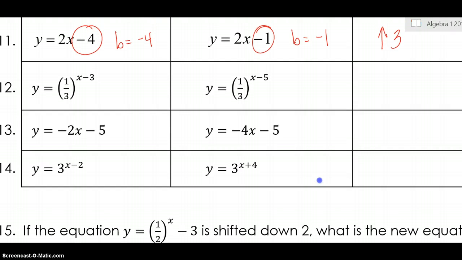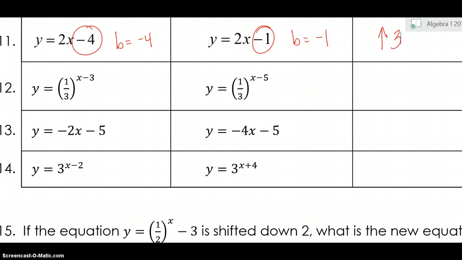Number 12. This one, we don't have a change in y-intercept because they both have +0 on here. So they both have a y-intercept of 0. But what is changing? The shift left and right? So this one shifts right 3. And this one shifts right 5.